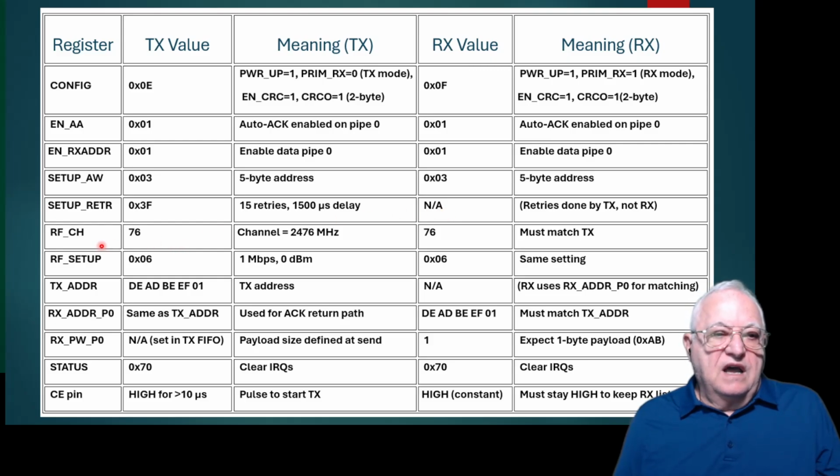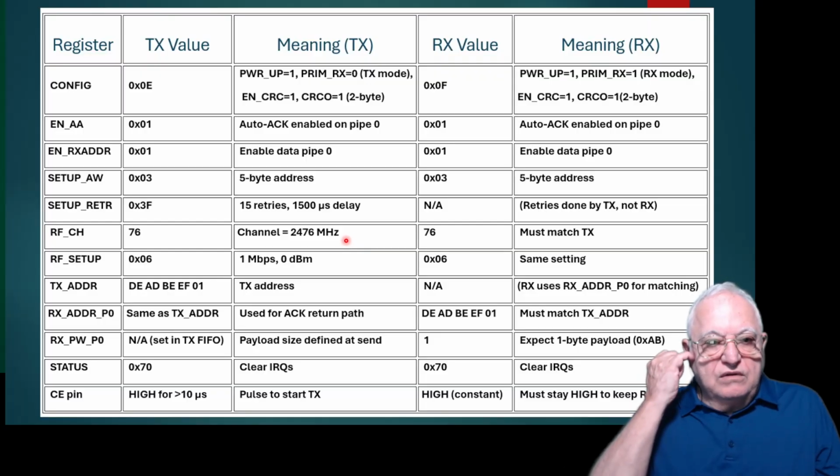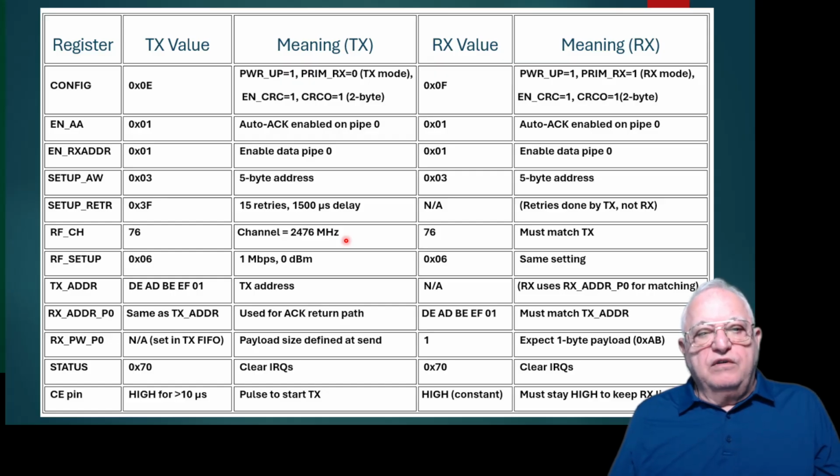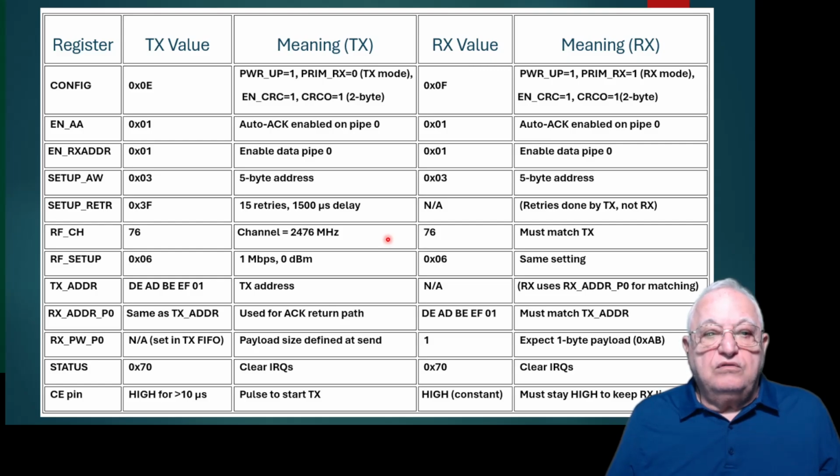Now we have the RF channel. So you set up your channel. The number that you set up here is going to be added to the 2400 megahertz. The important thing is you want to make sure that you have a channel which is far away from other channels, for example, the Wi-Fi. So this 76 gives me a channel far away from the Wi-Fi. Otherwise, when you transmit, you could be interfered with by any Wi-Fi communication. That's the channel.